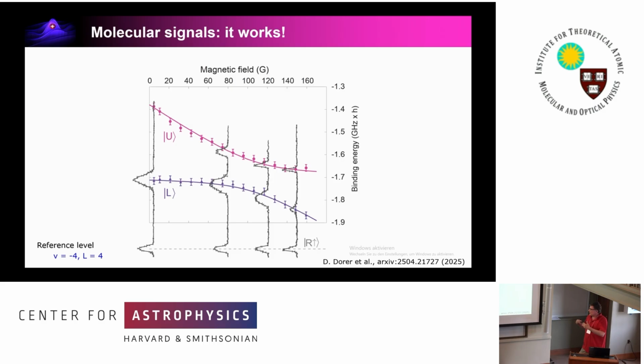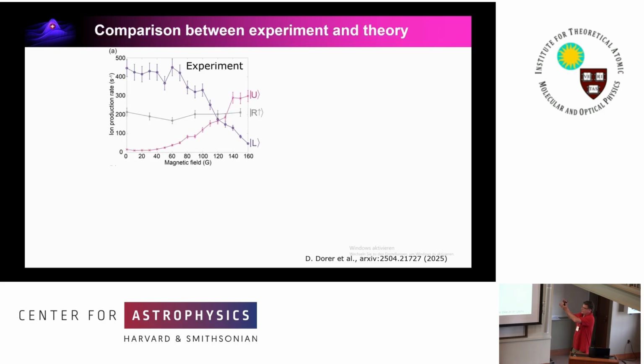And to make sure that the overall flux that we produced was kind of constant, we also have a reference level. This is a third level I haven't talked about before. This one is a level that is just not crossing any other level, and so the signal that we get here is pretty constant.